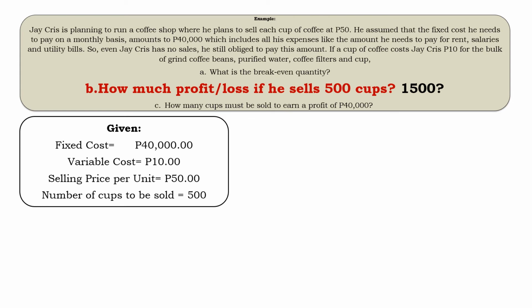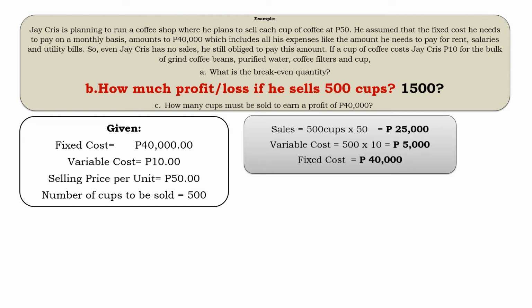Now let us answer the question, how much profit or loss if he sells 500 cups? Okay. Let us identify first how much will be the net sales. So the net sales for 500 cups of coffee is 25,000 pesos. And the variable cost for 500 cups is 5,000 pesos, and our fixed cost is 40,000 pesos.